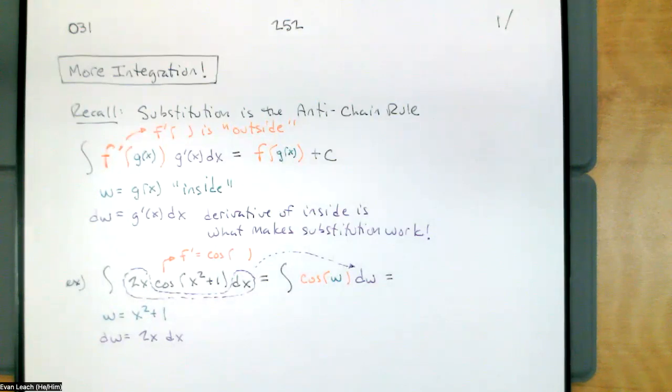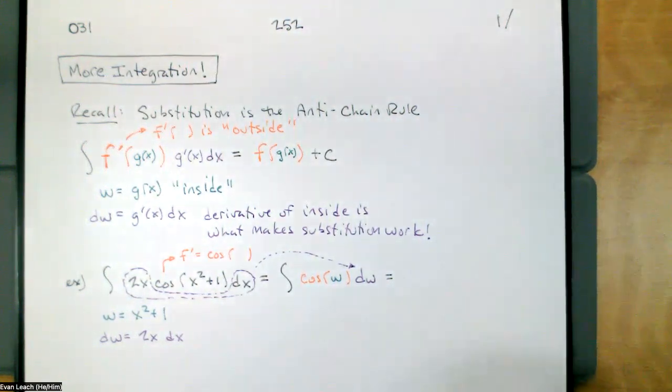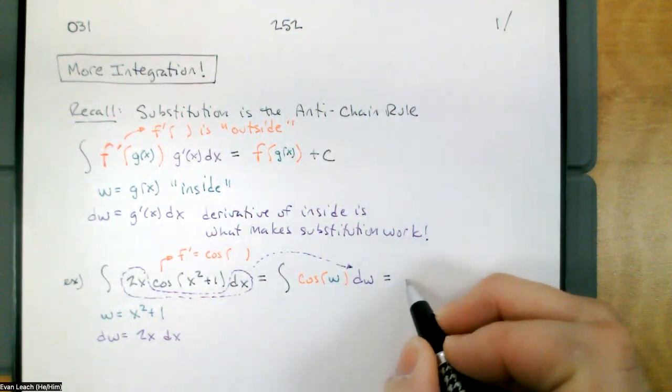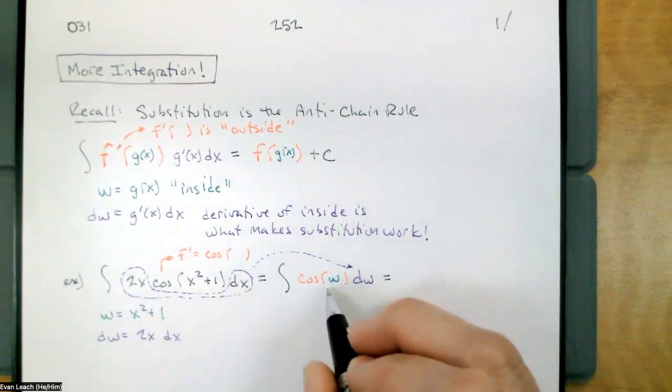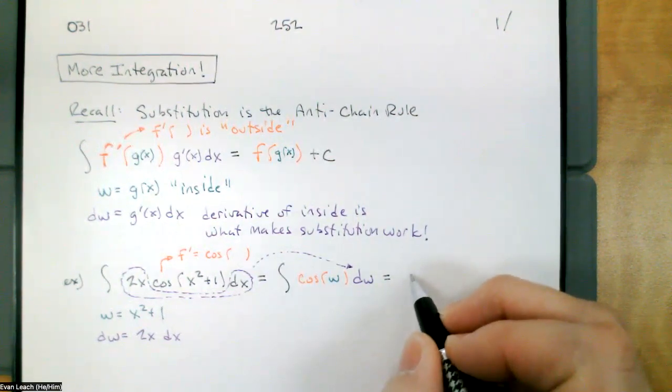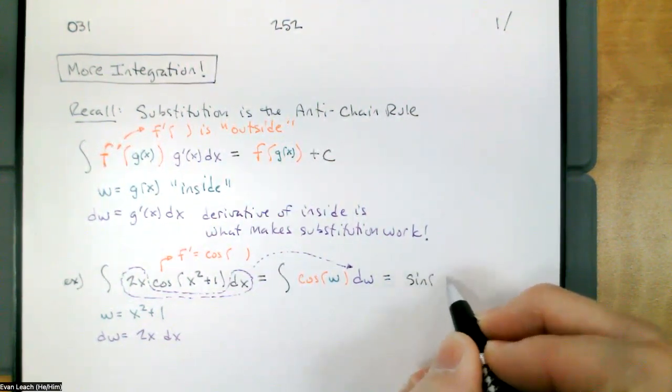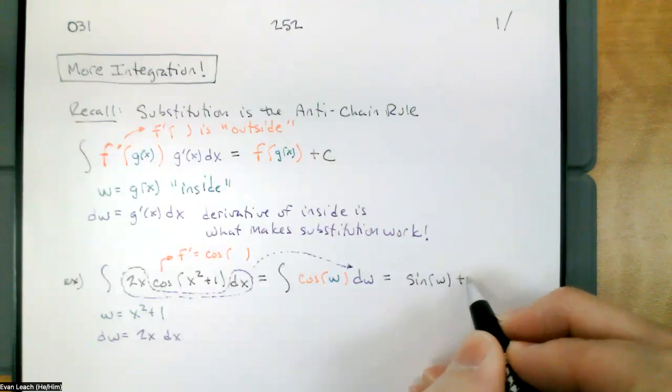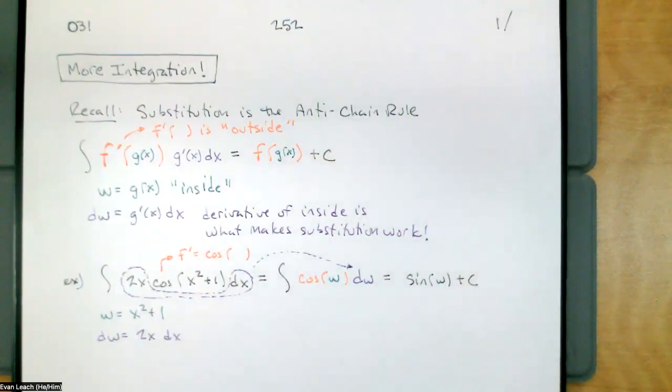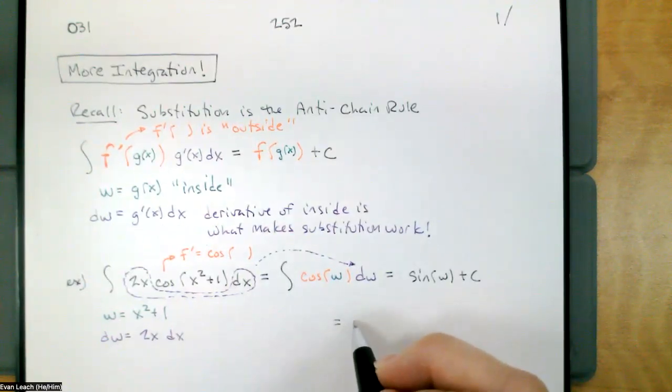Now we have the integral of cosine w dw, which is easier to integrate. The whole point of this is that we will recognize the resultant integral. The integral of cosine is sine because the derivative of sine is cosine. Then the last thing we have to do is replace the w with our expression in x.